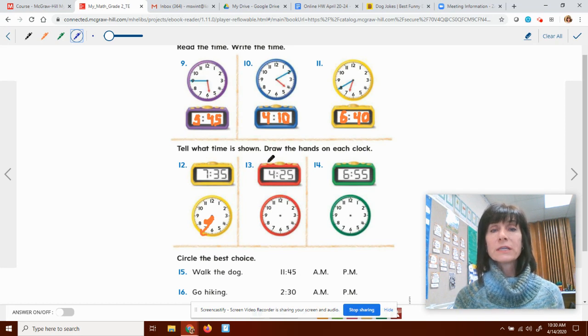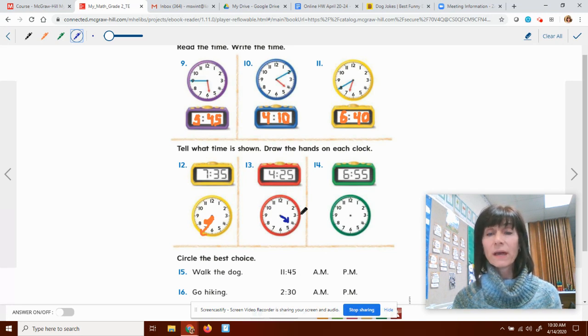Let's take a look at number 13. We have 4:25. Again, I'll start with the short hand. The short hand is going to be after the 4, about halfway between the 4 and the 5. And I can see that the 25 minutes, at the 3, it's 15. So let's continue counting by 5. 15, 20, 25. So my minute hand, or the longer hand, will be right there on the 5.